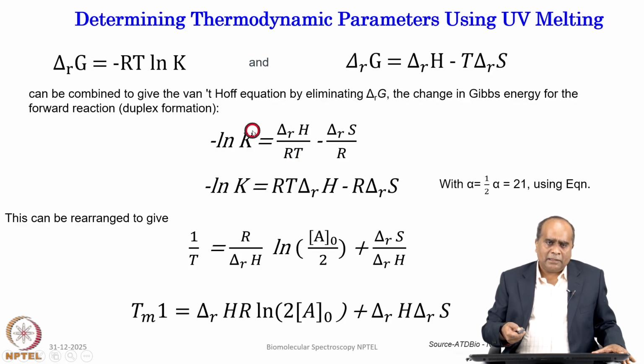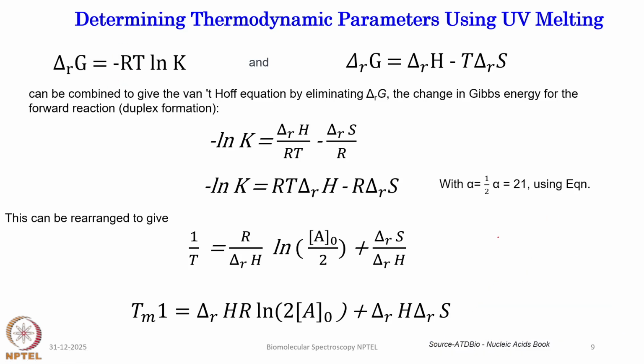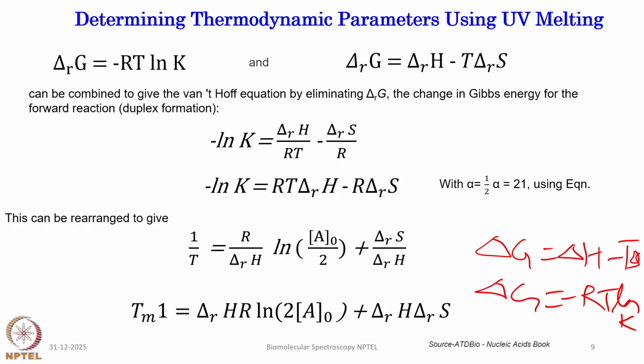So, some jugglery of the equation. You can write ln K equal to minus delta H by RT, just from here, right. You remember, delta G is delta H minus T delta S, and delta G equal to minus RT ln K, right. So, you combine these equations and by rearrangement you can find 1 by Tm equals R by delta H ln of absorbance by 2, plus delta S by delta H.